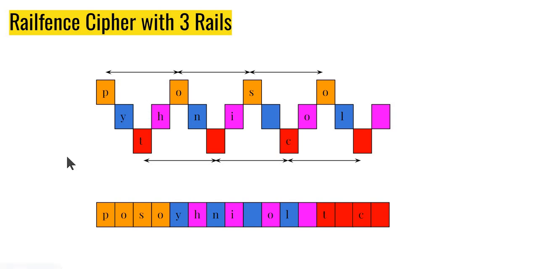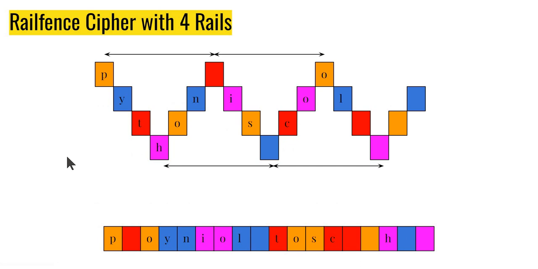Now we can take one more example. Let's say the same string with say 4 rails. So I imagine that rail number 0, 1, 2, 3. So I write PYTHON, a blank here, IS, blank here, COOL, and I add a few more blanks.